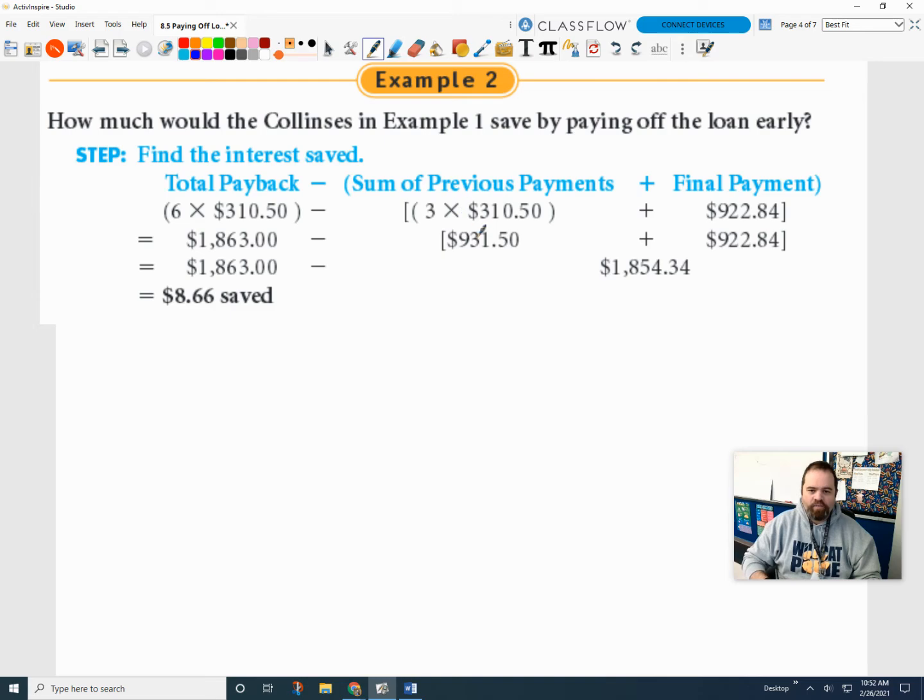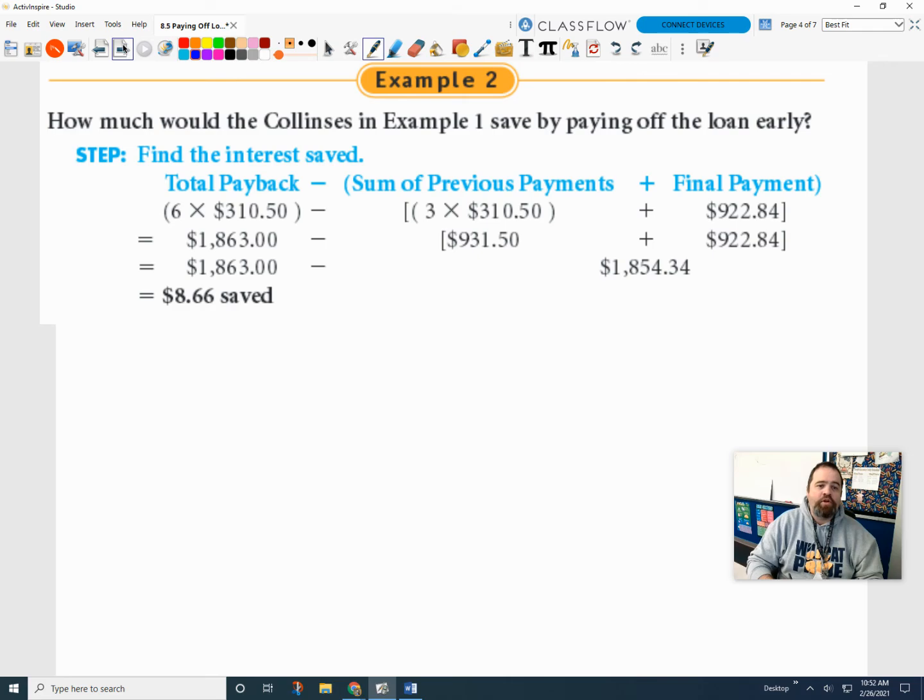So what they've done here, their previous payments and that big final payment of $922.84, that's $1,854.34. If they subtract that from what they would have paid, they saved $8.66. Not a whole lot of money. It just kind of depends. You're going to save $8. Me personally, depending on the loan, if it's only going to save me $8, I would probably just let it ride out for the next 3 months, so I'm not dropping $900 all at once on a payment.